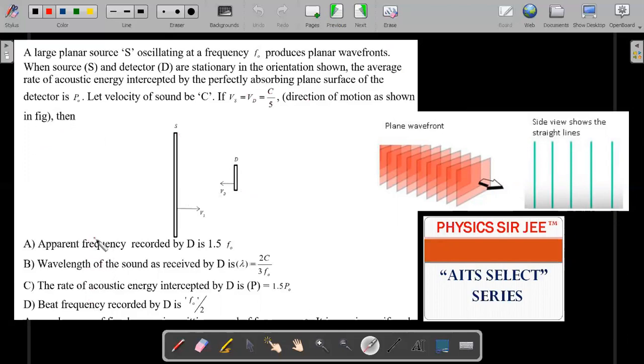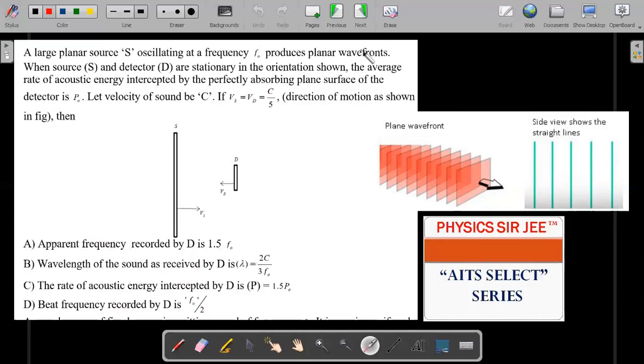He's asking about apparent frequency, wavelength of the sound received, rate of the energy intercepted. Like last time, in terms of P0, you have to work out whether it is 1.5 P0 or something else. Then the beat frequency recorded by D is f0 by 2. So these are the 4 options. Give it a try and then go ahead with the solution that I am going to start now.